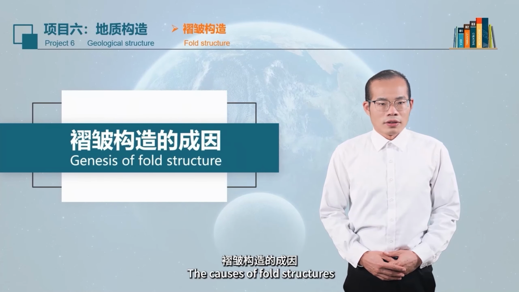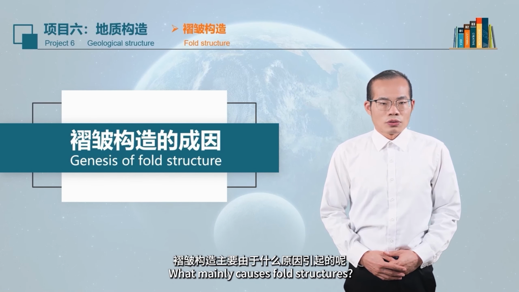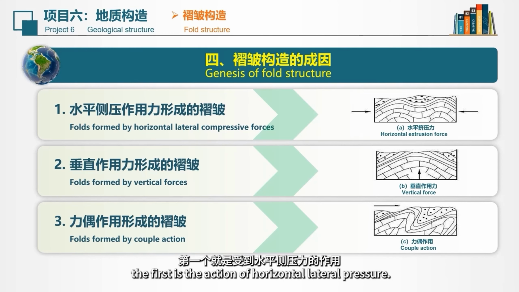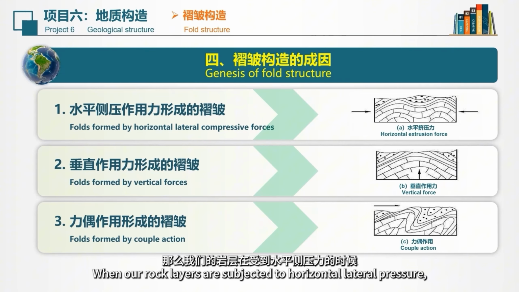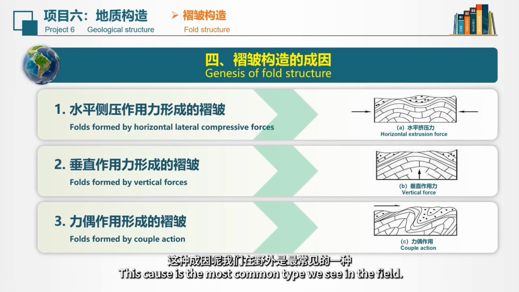Fourth, the causes of fold structures require some thought. What mainly causes fold structures? The causes of folding are mainly three aspects. The first is the action of horizontal lateral pressure. When our rock layers are subjected to horizontal lateral pressure, they will undergo a series of undulating bends. This cause is the most common type we see in the field.